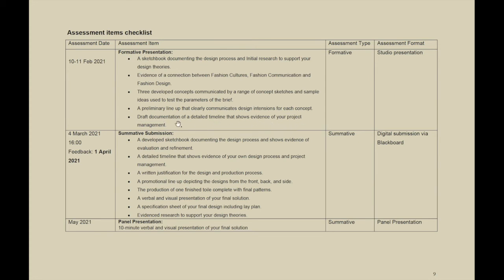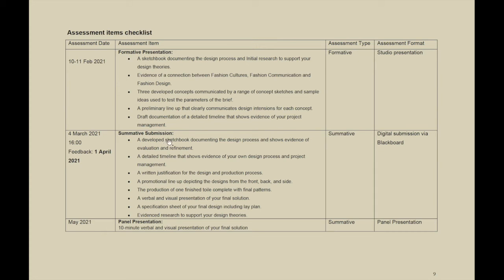Now, you won't have to present that in class. I'll be looking at that individually. Let's take a look at your summative assessment. So we can see that we have 4th of March 2021 at 4 o'clock, and your feedback will be on the 1st of April, which is hilariously April Fool's Day, but don't worry, it'll be deadly serious.